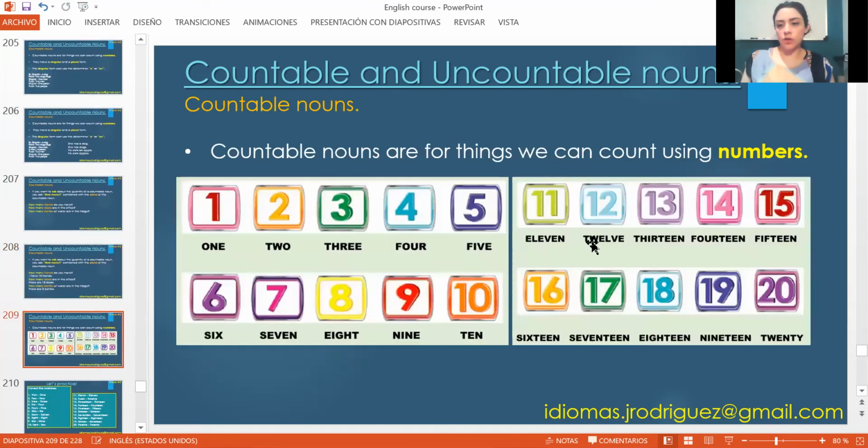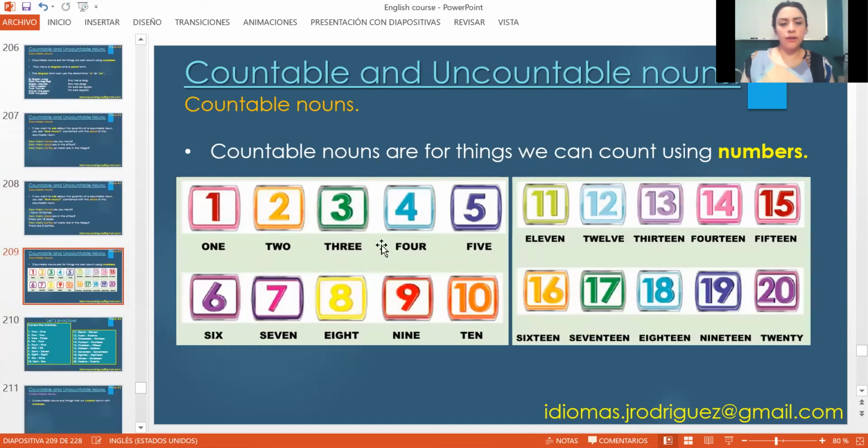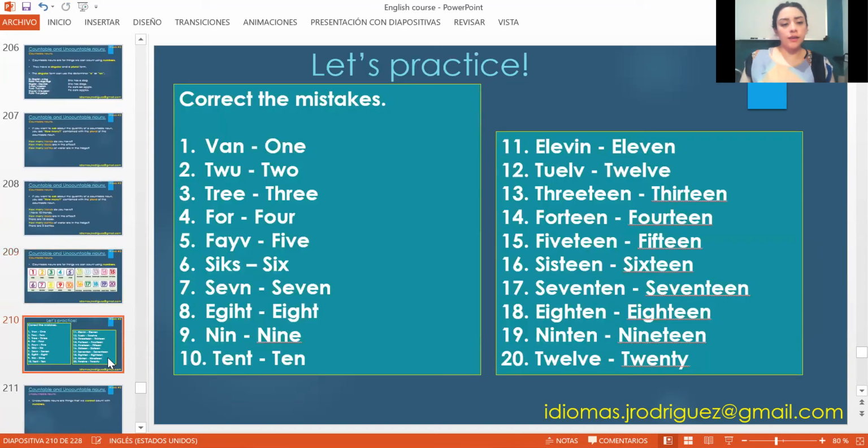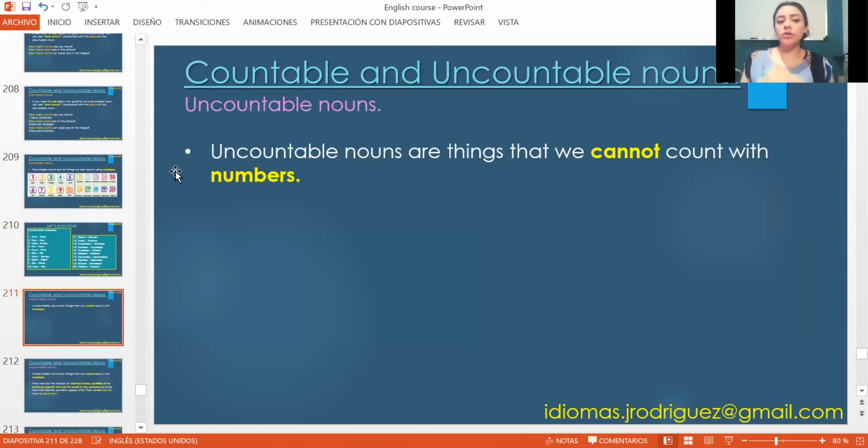Now here we have the numbers, from 1 to 20. So I think it's enough. Now we're going to the uncountable nouns.